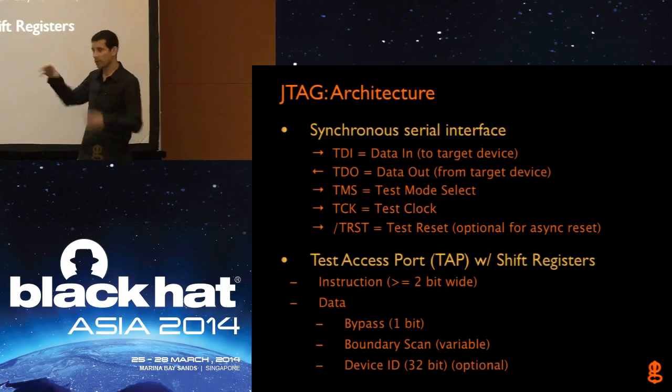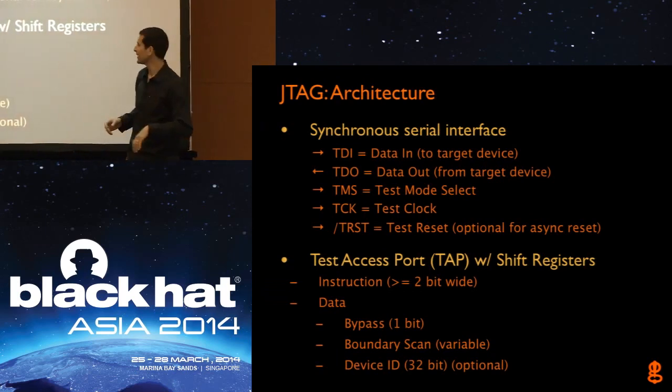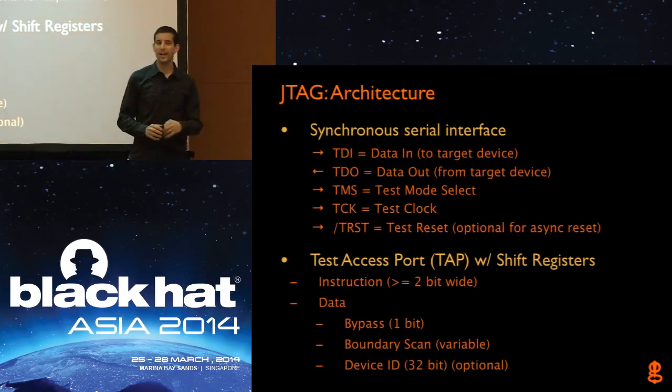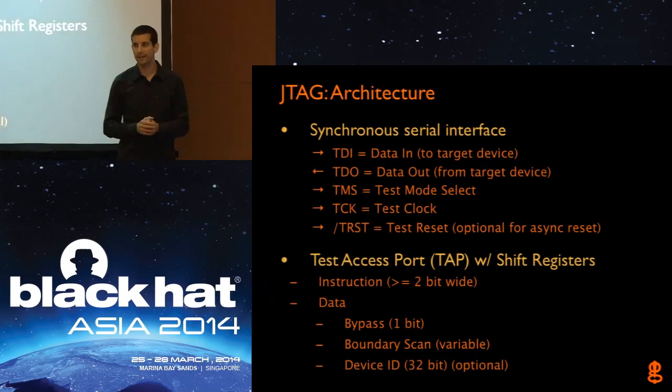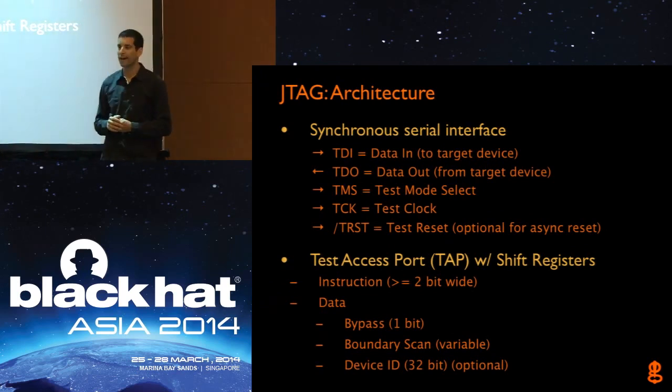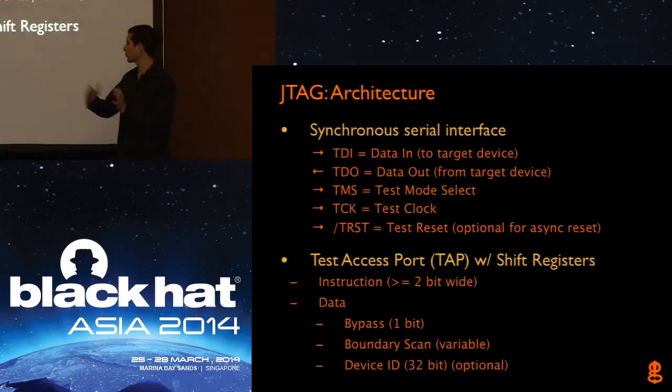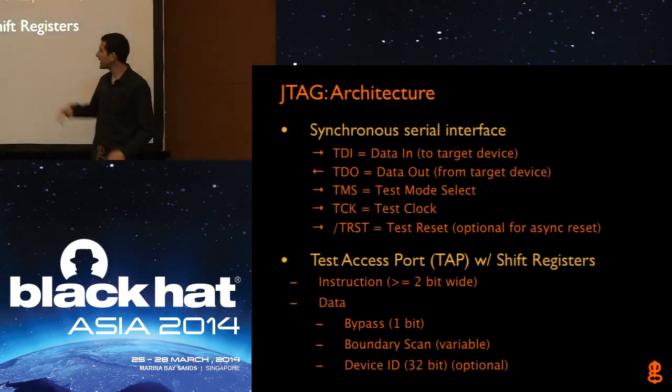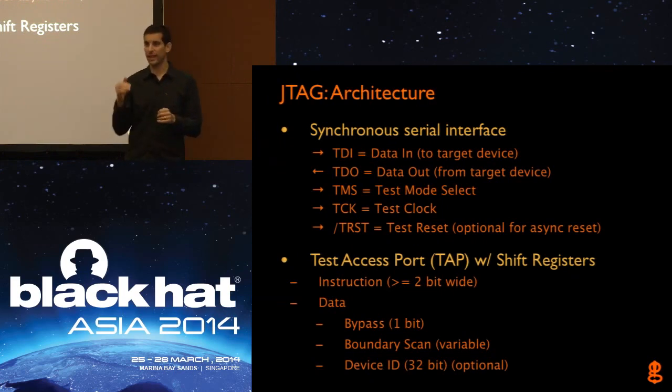The test access port, which is the kind of CPU, if you will, of JTAG, has an instruction register that has to be greater than 2 bits per the spec. Usually it's like 4, 5, or 8-bit wide instructions. It can sort of be whatever the vendor wants. And that's for sending instructions in. Then there are data registers, and depending on the command we send, the tap will enable a different data register.